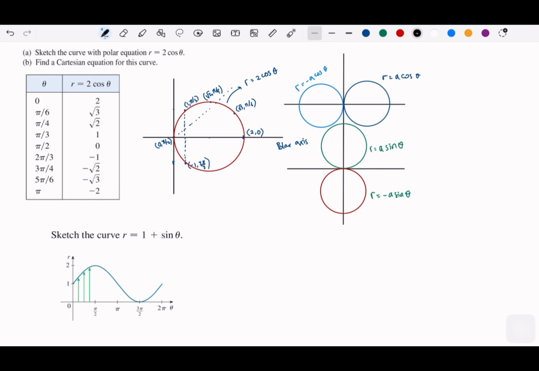When theta is 0, sine theta is 0, so r is 1. And when theta is pi over 2, sine theta will be maximum, so 1 plus 1 is 2, and you see all the changes through here. And we are going to map all these changes, all these points, through our polar curves. Okay, so let's try that out.